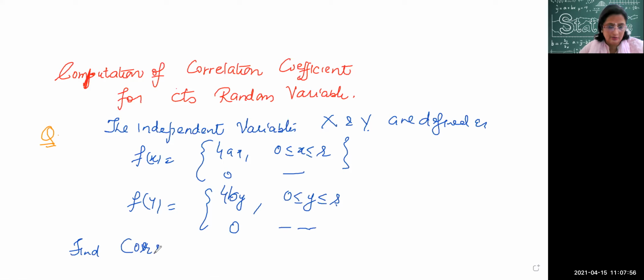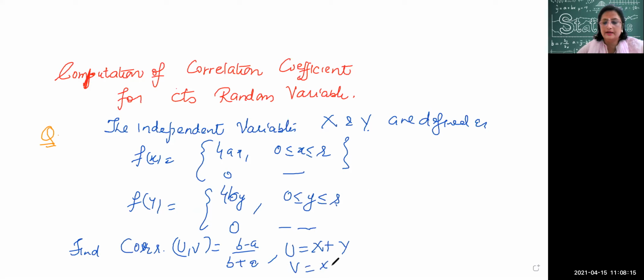Now the question is find the correlation between u and v, which is equal to (b minus a) upon (b plus a), where u is equal to x plus y and v is equal to x minus y, right? So we have to find the correlation. Now, in order to find the correlation, you have to find the covariance between u and v, then the sigma u and sigma v.